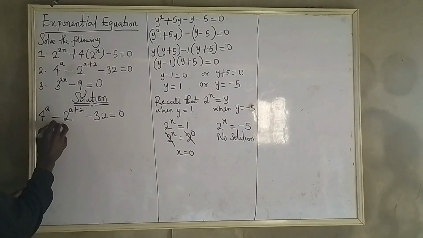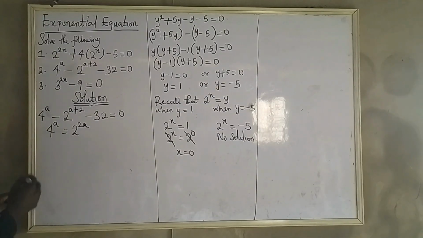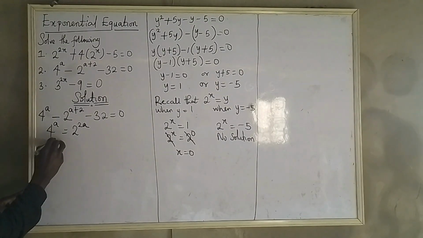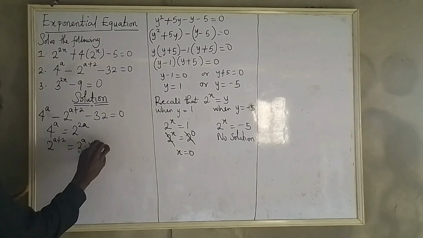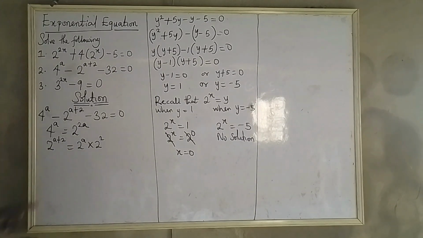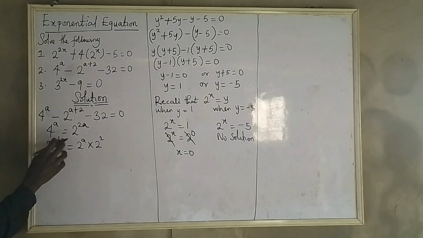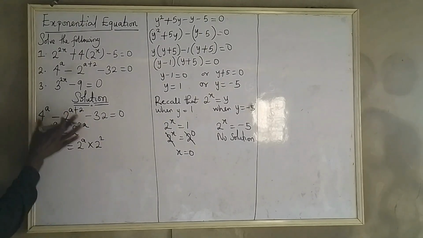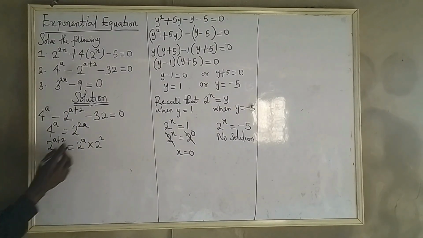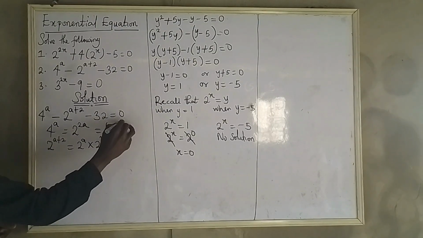First, change 4 raised to power a to 2 raised to power 2a. The next thing you are going to change is 2 raised to power a plus 2. It's the same thing as 2 raised to power a times 2 raised to power 2. Yes or yes? Remember indices law: choose one base, add the power. That means if I have something like this, I can express it like this. Are you seeing that now? So anywhere you see these things now, you are going to put these two things.